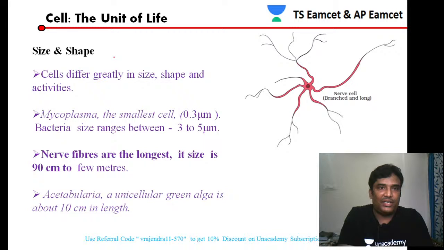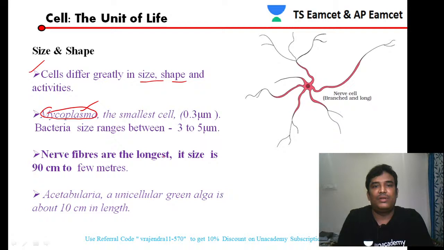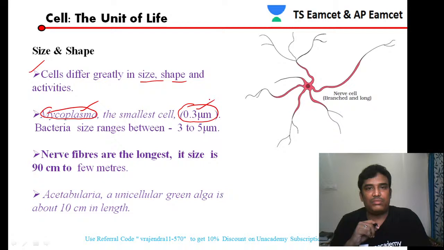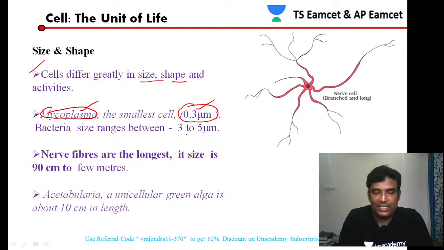Before that, let us see: cells also have great differences in size and shape. Just now we discussed the smallest living cell. The smallest living cell is mycoplasma. The size of the mycoplasma is generally 0.3 micrometers. Then the bacteria size generally ranges between 0.2 microns to 1 micrometer.